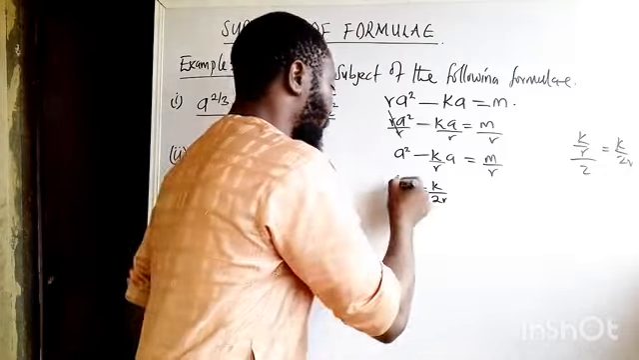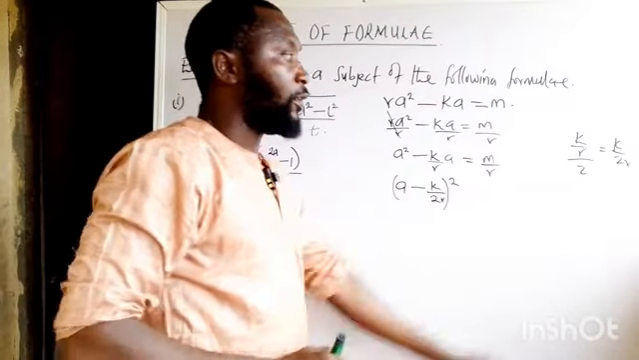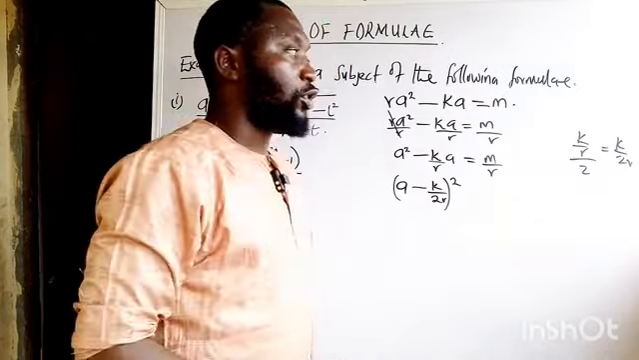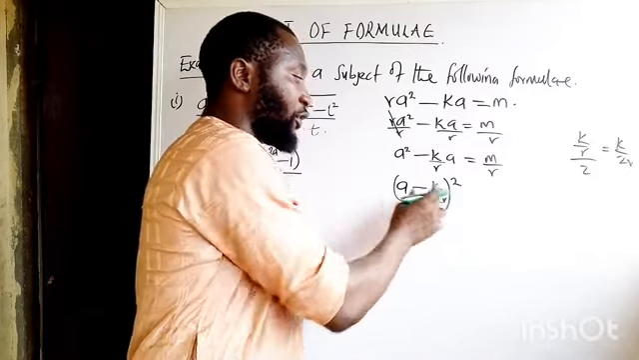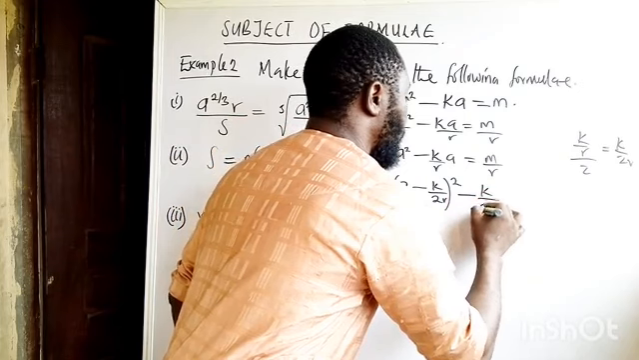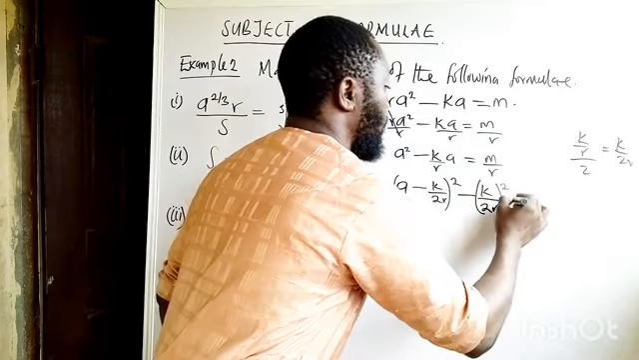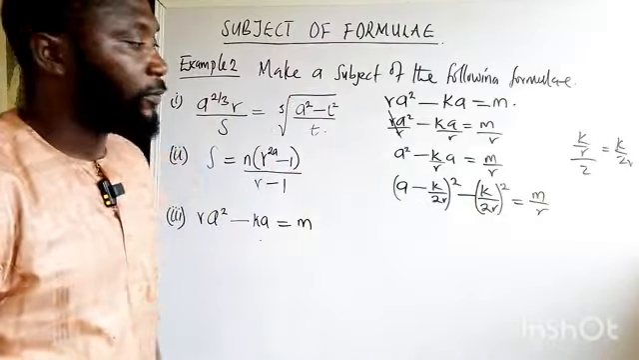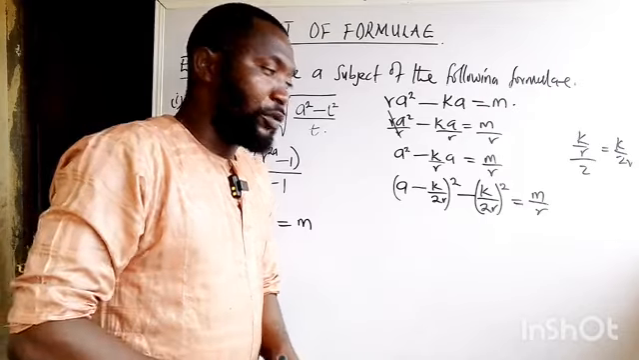Now square your result. You have k over 2r, everything squared. Now take it away from this result: a square minus k over r a, minus k over 2r everything squared, equals m over r. And that is how, as I said earlier, you can watch my video on the completing the square method.